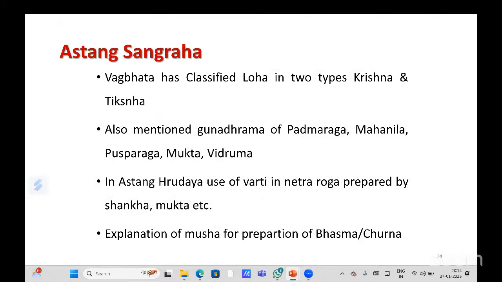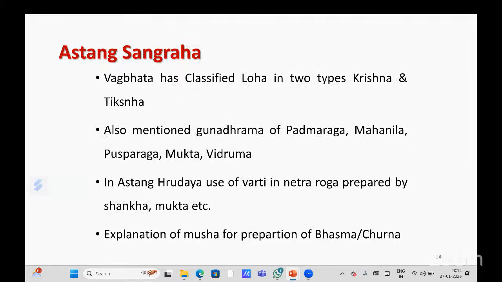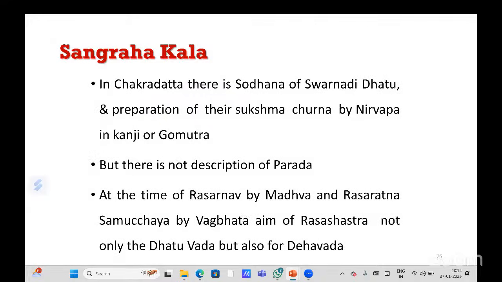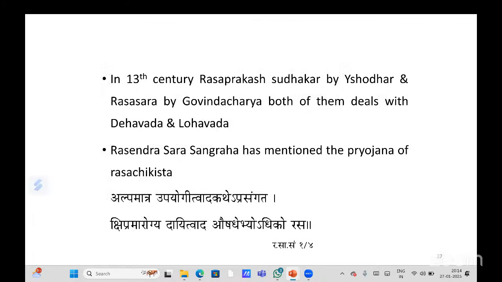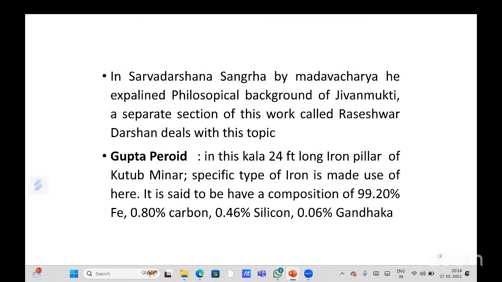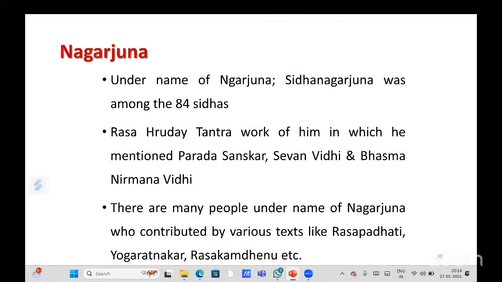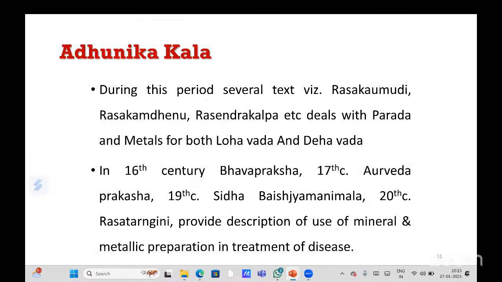In a similar way, we will get such references in Ashtanga Sangraha Kala, and later in Kautilya Shastra and Nagarjuna, we will get Adhunika Kala. In recent Adhunika Kala, like Rasa Kamadhenu and other texts, both Loha and Dehavada will get such explanations. In 16th century Bhavaprakasha, 17th century Ayurveda Prakasha, 19th century Bhaishajya Manimala, 20th century Rasa Tarangini, provide a description of the use of mineral and metallic preparations in the treatment of diseases.